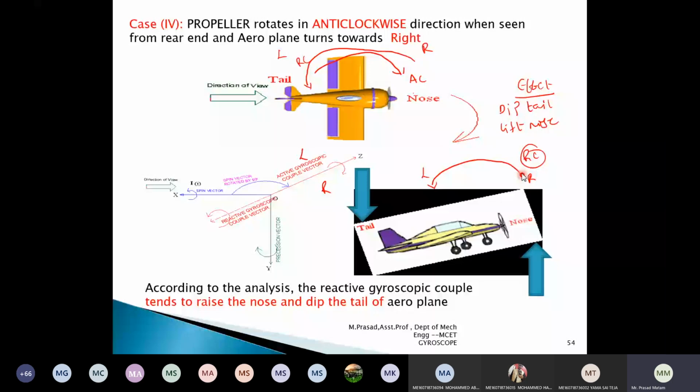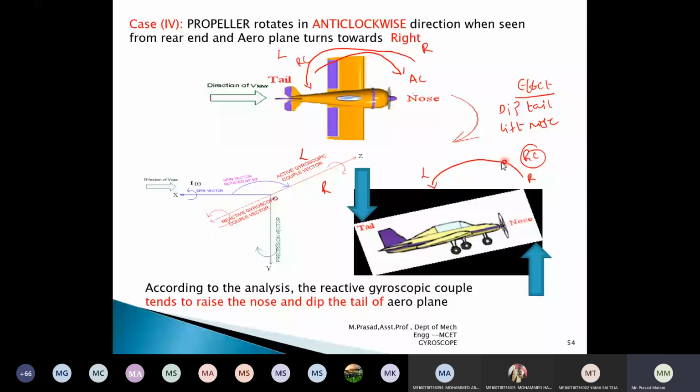Where the arrow mark is pointing towards the tail end, it tries to dip the tail and lift the nose. This is the gyroscopic effect. Always consider the reactive couple. How I have drawn it, are you able to understand? Reactive couple is moving from right end to left end. From the right end I have started, and I am pointing towards the left side.